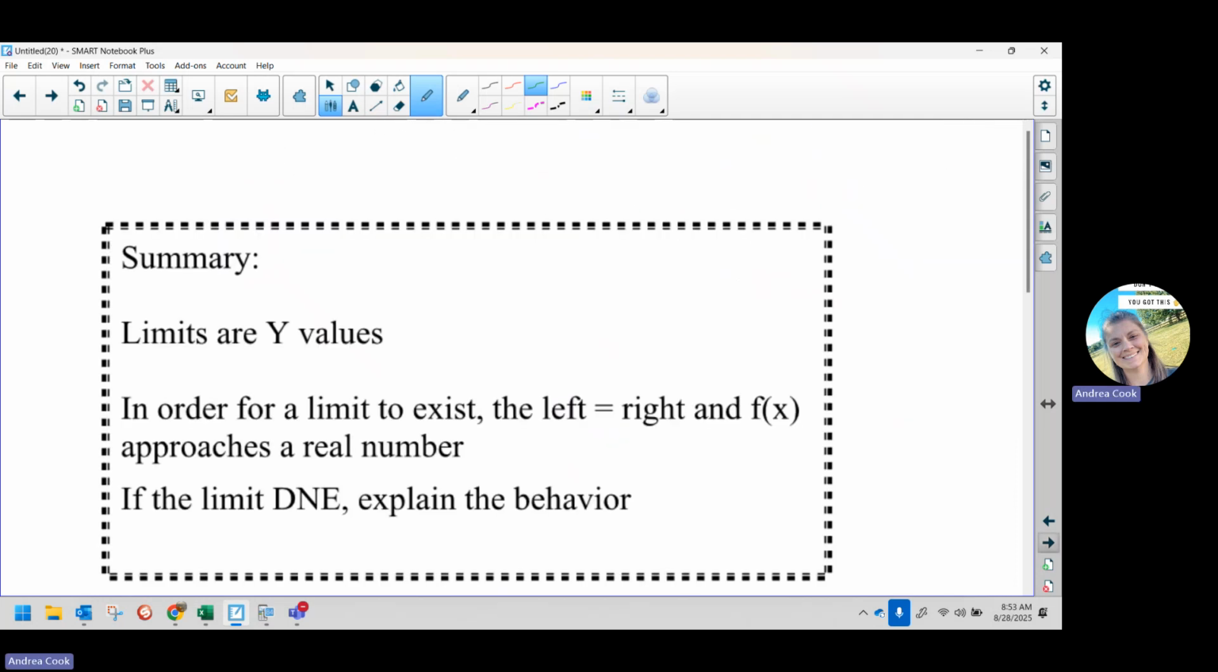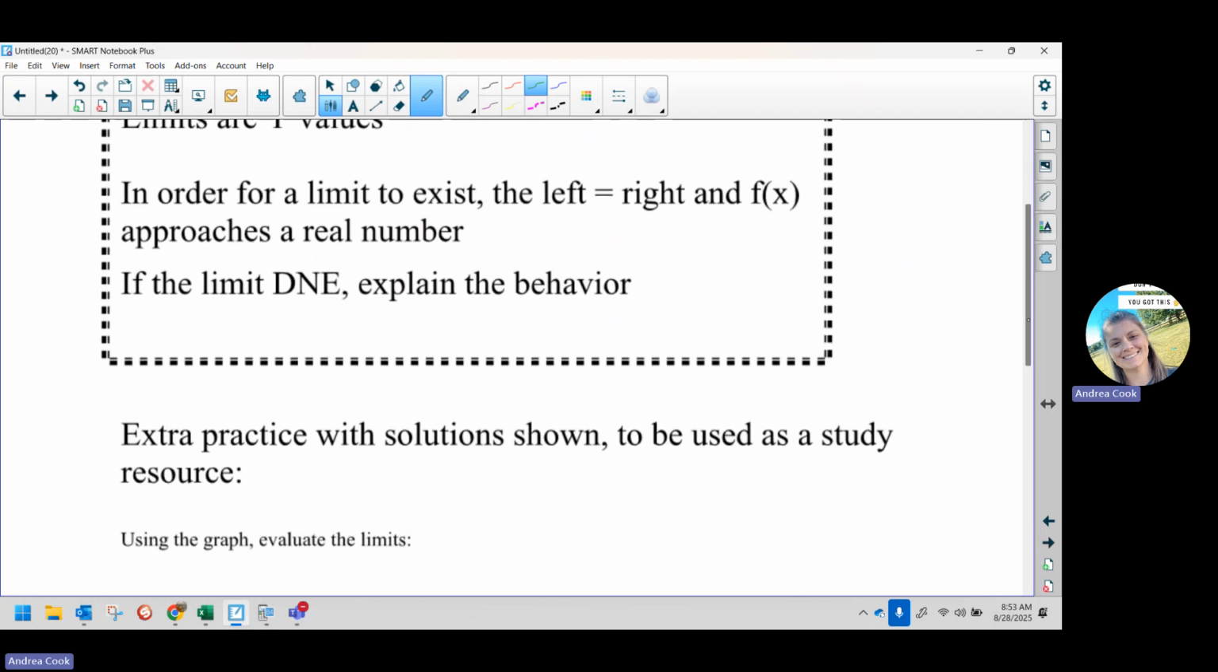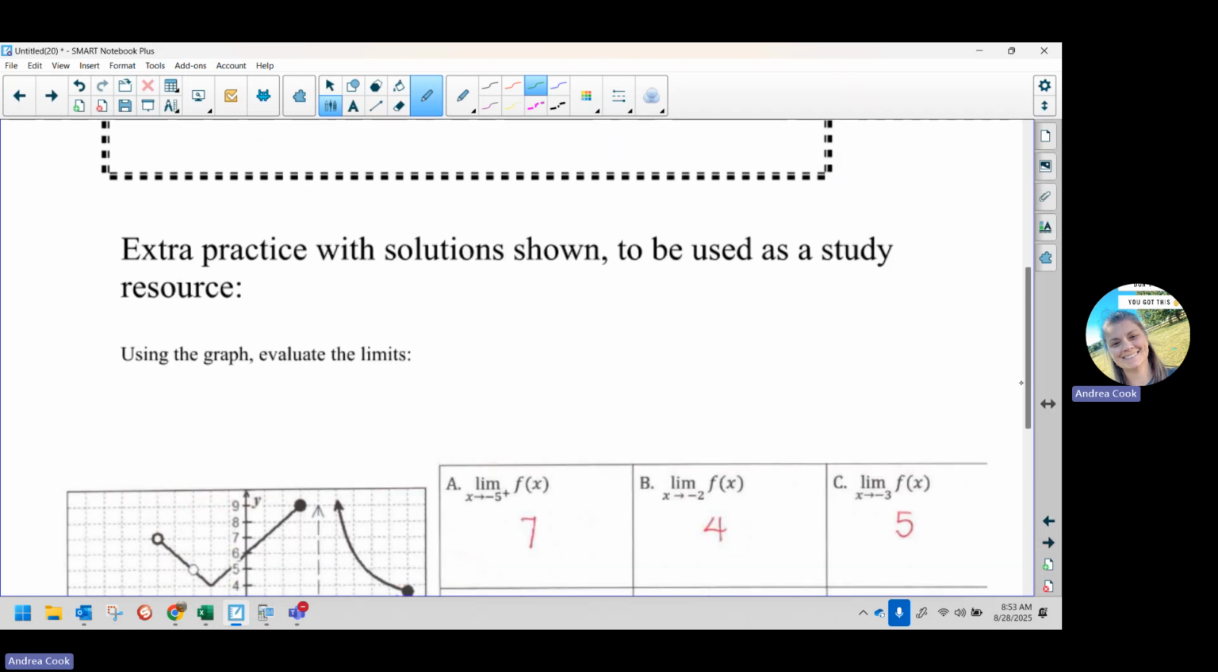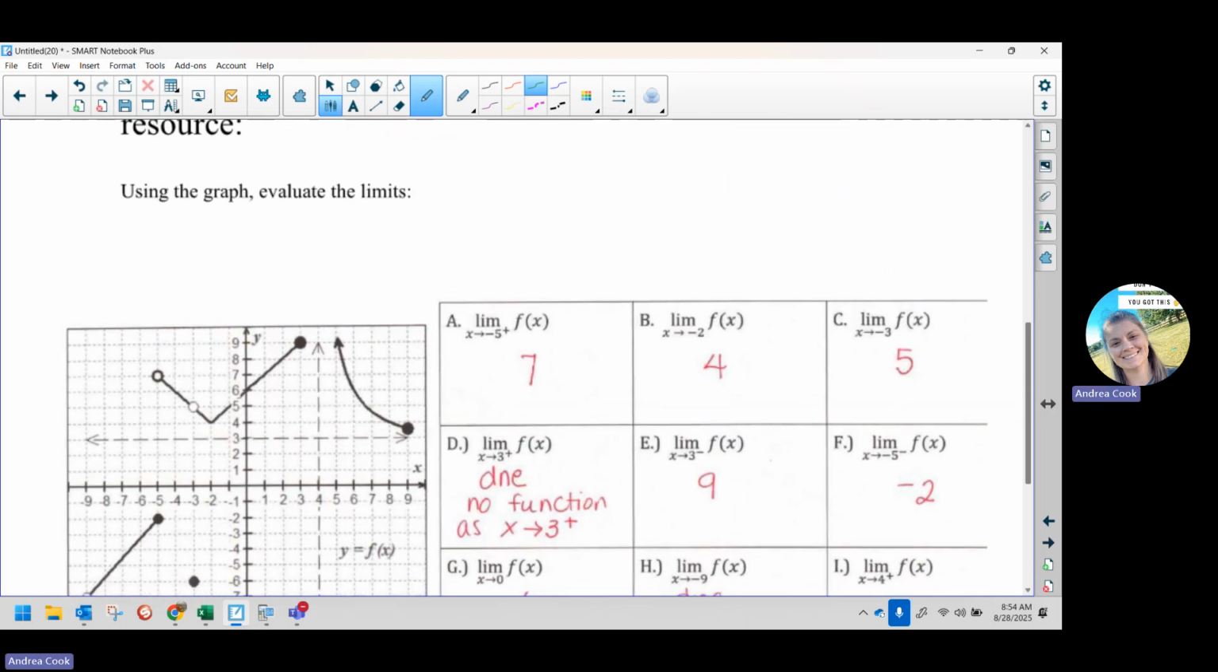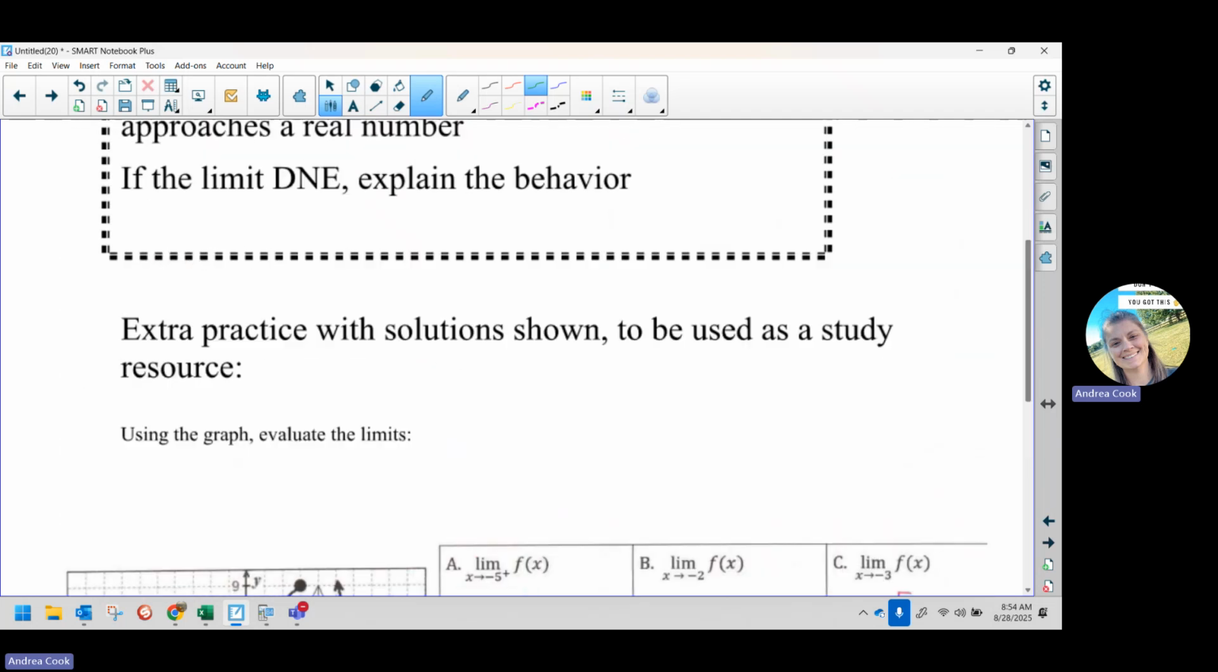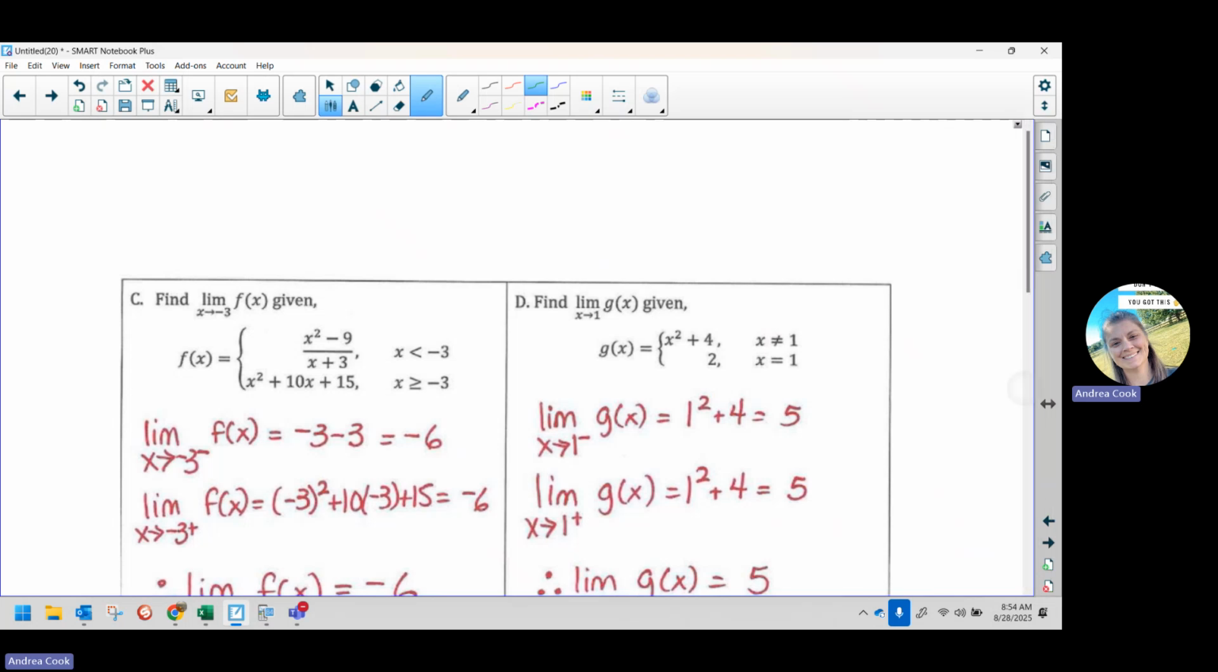Okay, in summary, limits are y values. In order for the limit to exist, the left has to equal the right, and f of x has to approach a real number. If the limit does not exist, explain the behavior. Now, what's after these notes are just extra practice. So if you are struggling or have always struggled with limits, there's answer keys. So like if you just kind of cover it up and try the problems on your own if you're looking for more practice on limits. So that's just what the next pages are. It's just added resources.